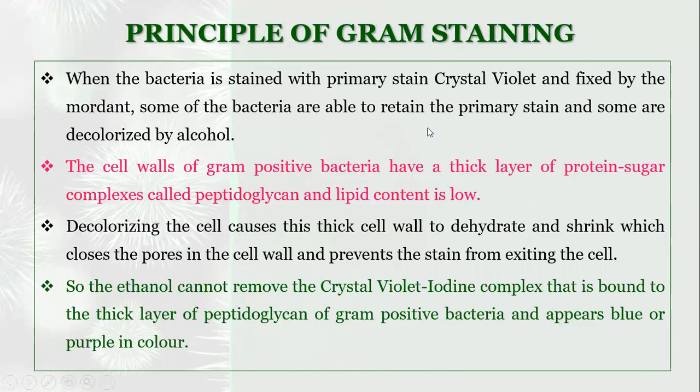Some of the bacteria are able to retain the primary stain, that is crystal violet, and some will decolorize after washing with alcohol.